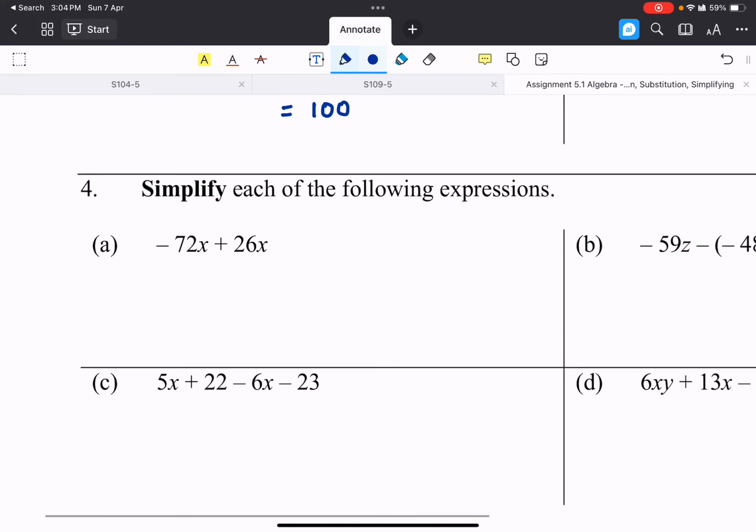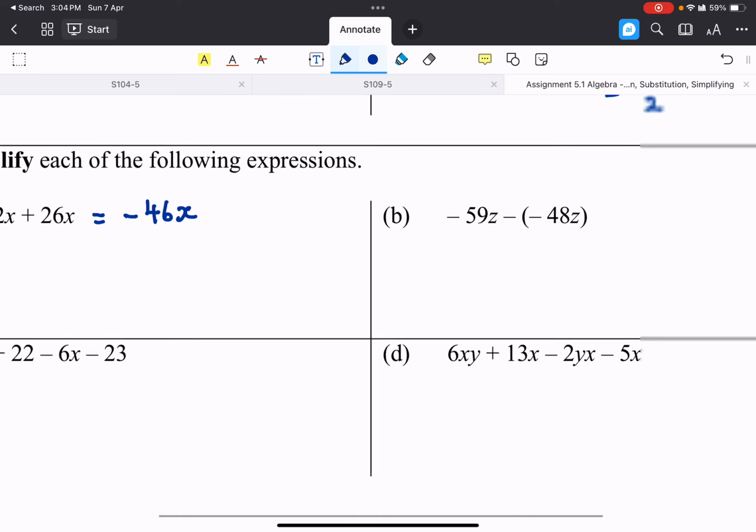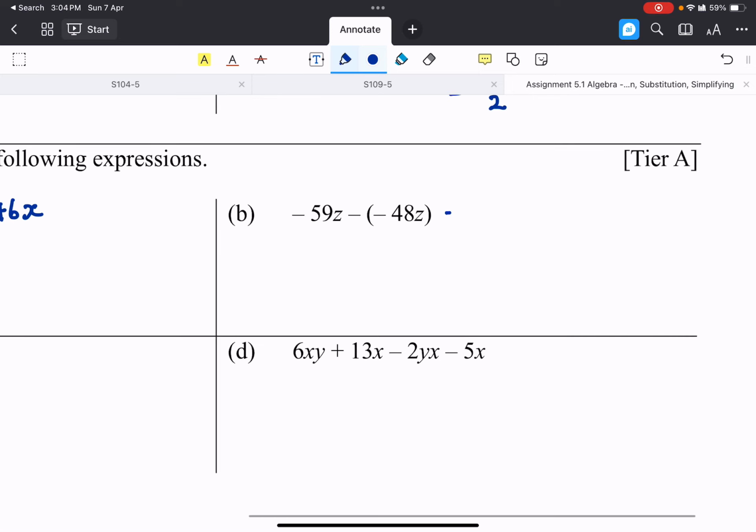Question 4, they want us to simplify each of these expressions. Okay, so what we have here, well, you just have to be careful. It's negative 72 plus 26, so it's negative 46x. Part B, this time round we minus a negative, so we have negative 59z plus 48z, which results in negative 11z.